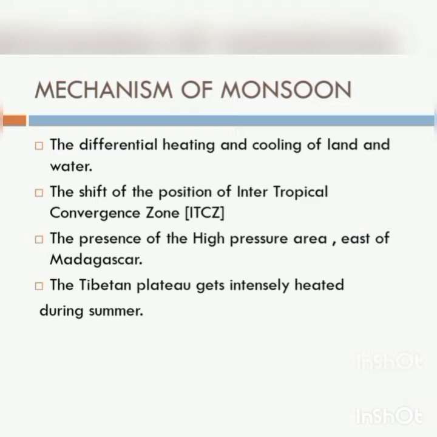The Tibetan plateau gets intensely heated during summer. This results in strong vertical air currents and the formation of low pressure over the plateau at about 9 km above the sea level. If the pressure difference is very negative, it would mean below average and late monsoon. It means the monsoons will come late in the country.